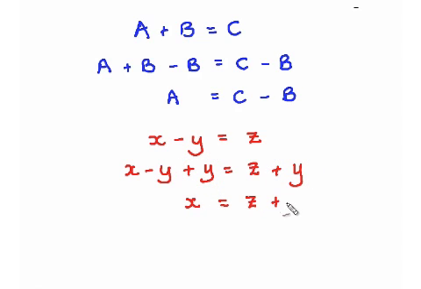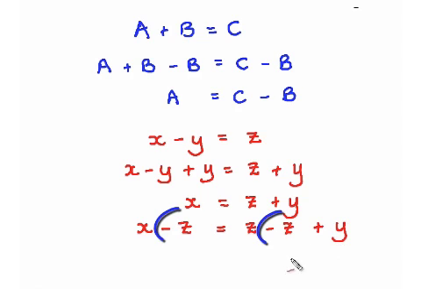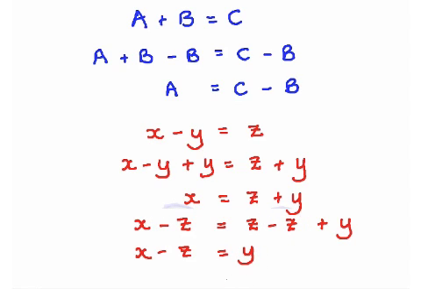But we want y on its own, so we use the rule minus undoes plus again to get rid of z. So we have x minus z equals z minus z plus y, which leaves us with x minus z equals y. Or, rewriting that with y on the left hand side, we have y equals x minus z.